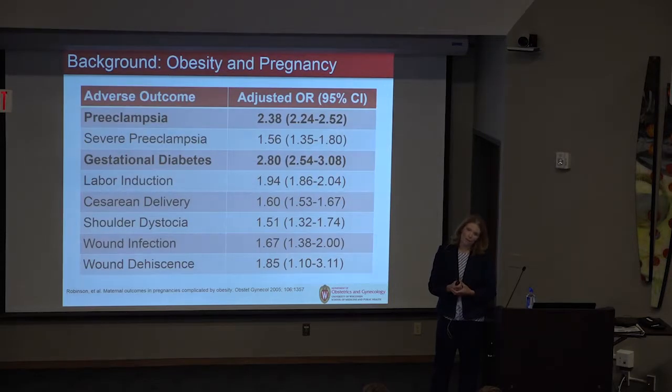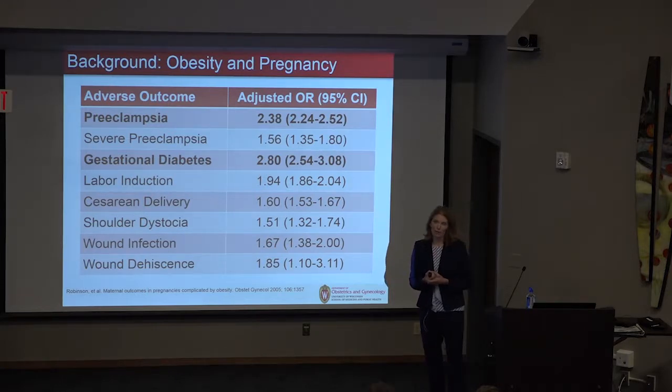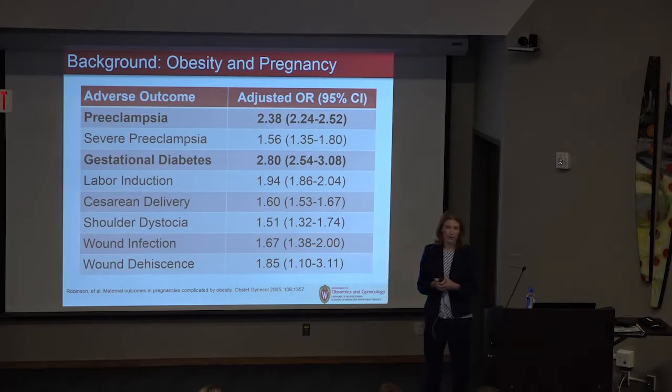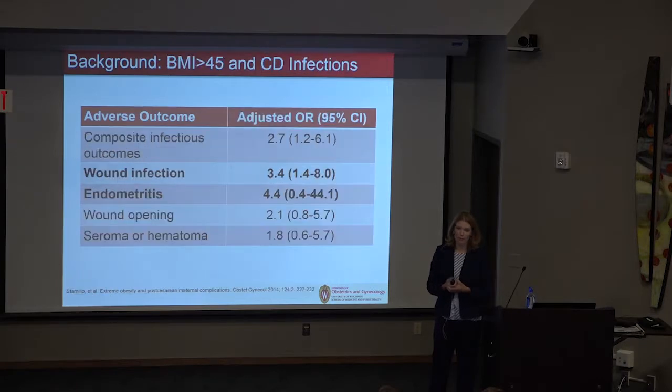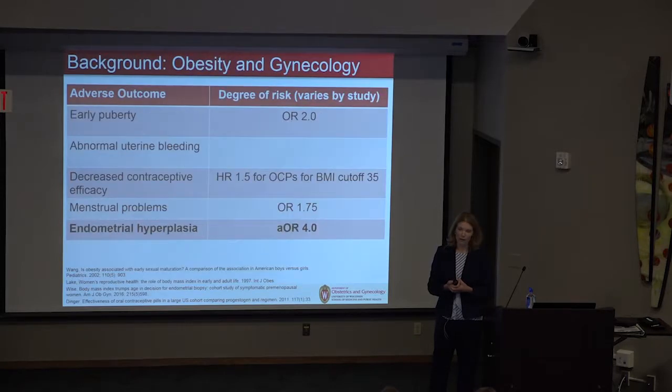So the risks that we have to talk about in obstetrics are that obesity increases the risks of many of the adverse obstetric outcomes ranging from preeclampsia to diabetes. For preeclampsia, for example, this adjusted odds ratio is very similar to that for women who have pre-pregnancy hypertension. So not quite that high, but in a similar range. Obesity also increases the risk of preterm birth, PPROM, and, after delivery and around the time of delivery, the risk of infection, particularly for body mass index over 45.